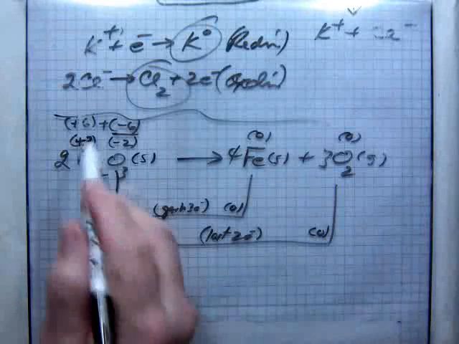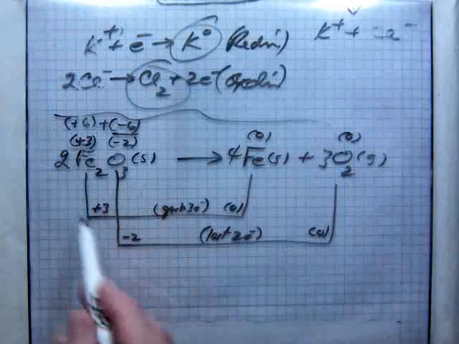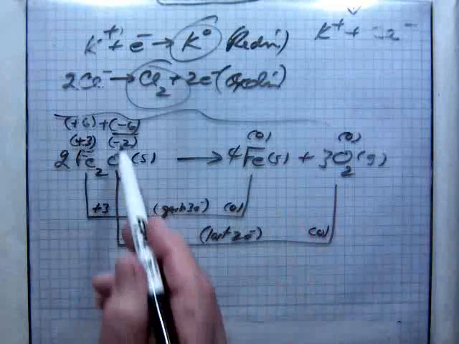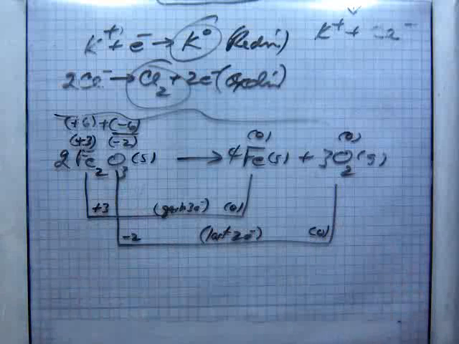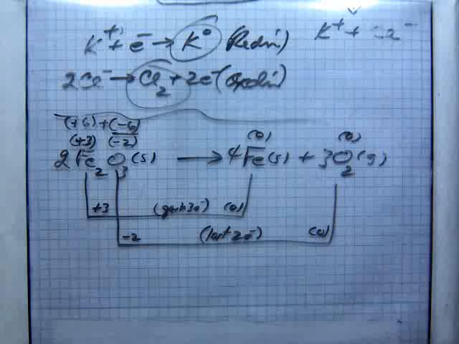So to repeat that, iron starts at +3 and goes to 0, and -2 to 0. The issue is it's an oxidation reduction reaction because the elements within that reaction undergo changes in oxidation state.